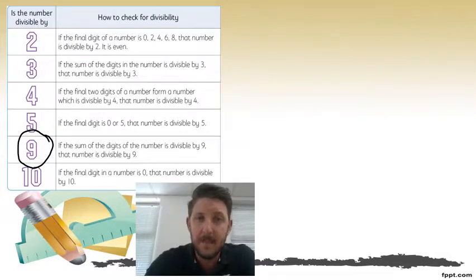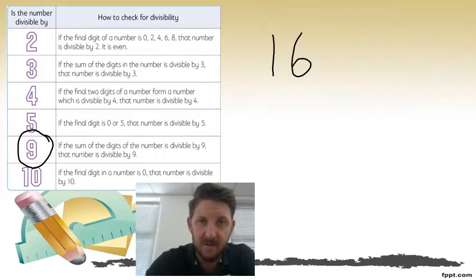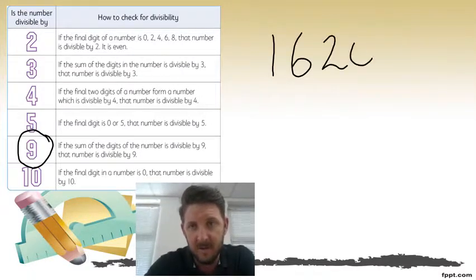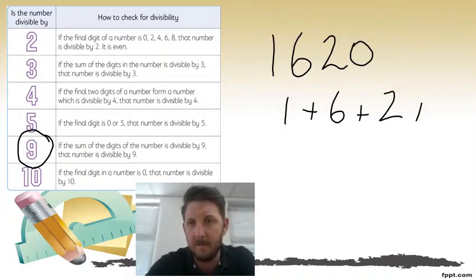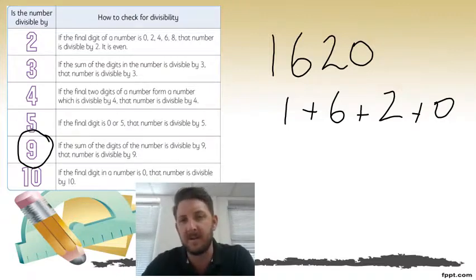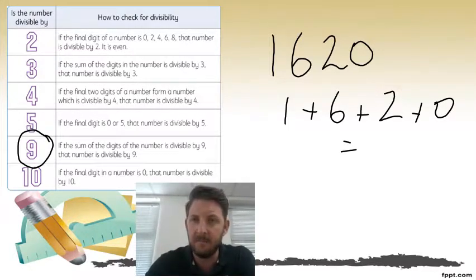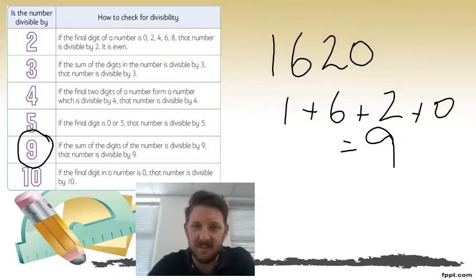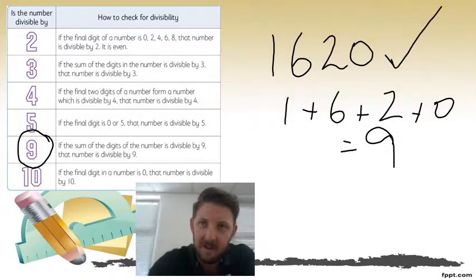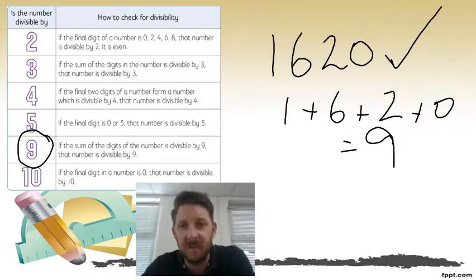So if I have 1,620, I'm going to add those numbers. So I'm going to add 1 plus 6 plus 2 plus 0. 1 plus 6 is 7, plus 2 is 9, plus 0. So I finish with 9. Does 9 fit into 9? Yes, it does. So I know that this number, tick, is divisible by 9.